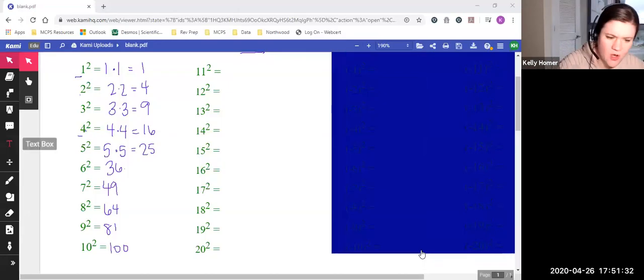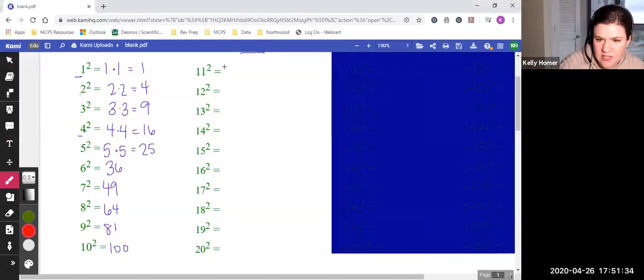Okay, so there's the first 10. I'm just going to go quickly through them. 11 times 11 is 121. I don't want it in red, but it already is. 12 times 12, 144. 13 times 13 is 169. 14 times 14, 196. 15 times 15, 225.